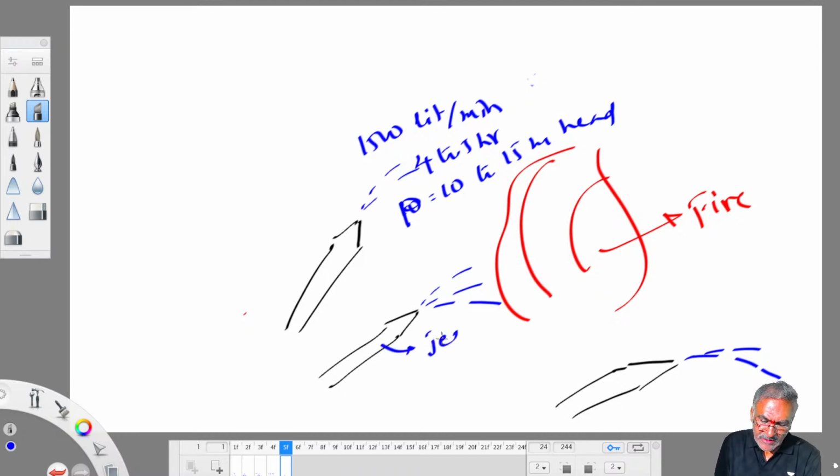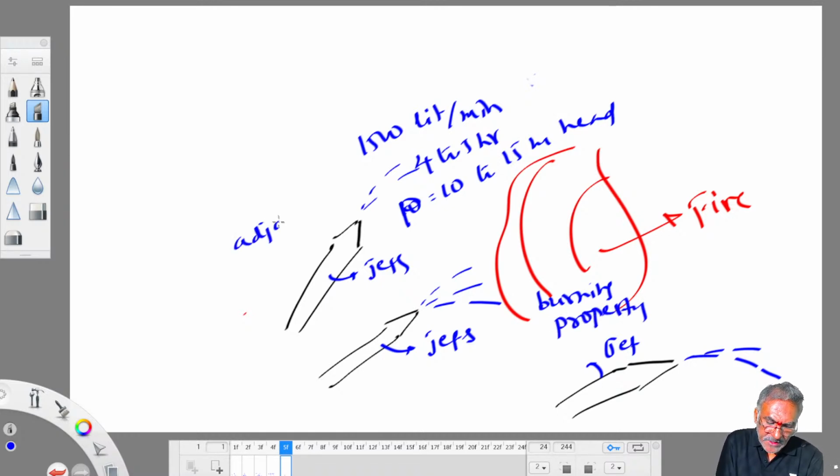These are the jets issuing water. One jet is issuing on the burning property, and the other 2 jets are issuing on either side, on the adjacent properties. This is the usual practice during a fire accident. So much water is consumed by 3 jets, but it is not a regular demand. Once in a while it happens. Therefore the demand is very less compared to other demands.